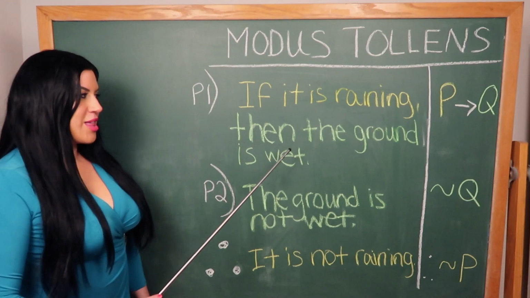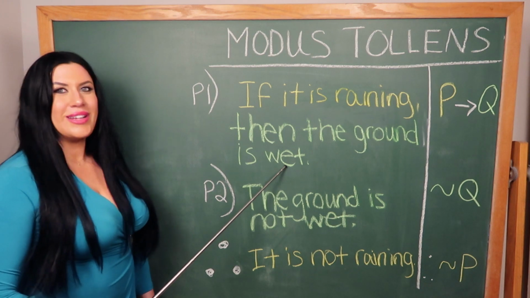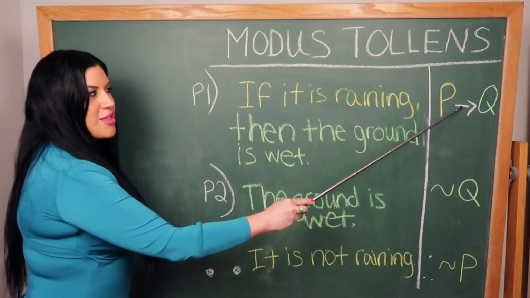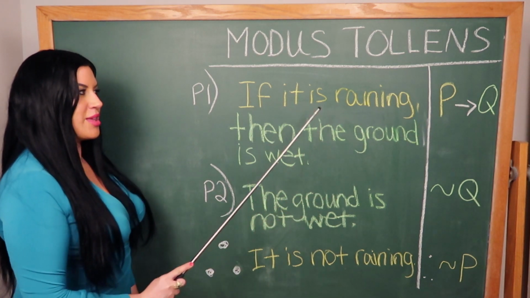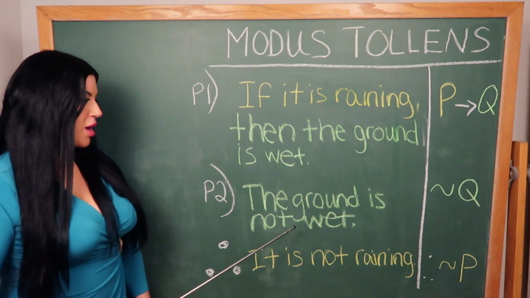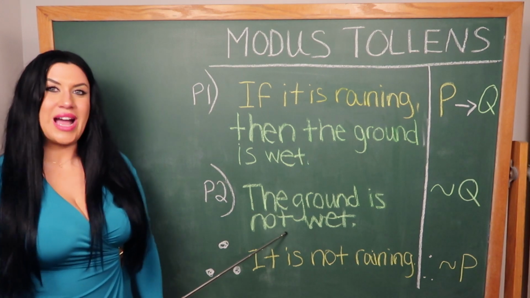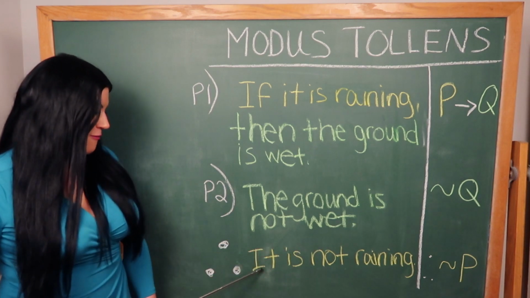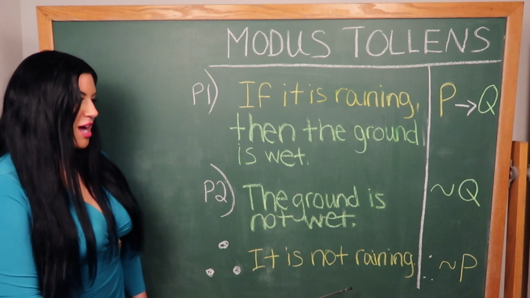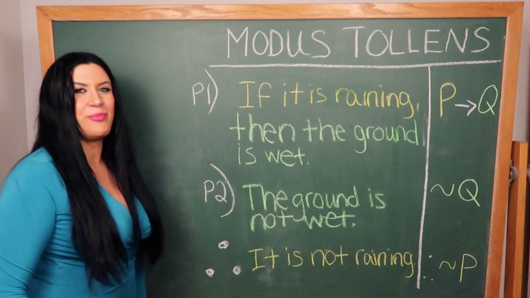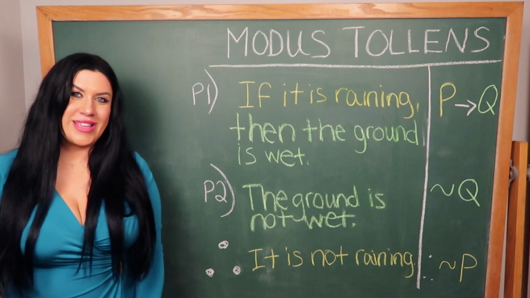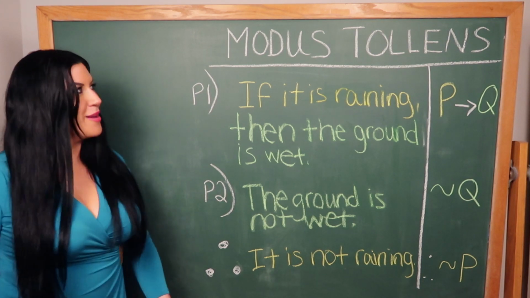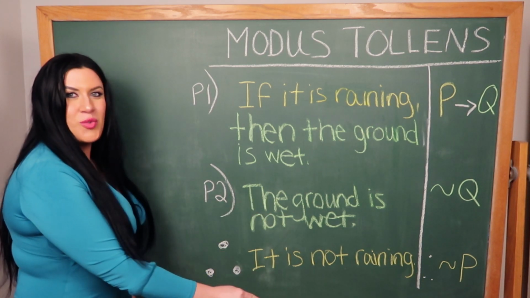If it is raining, then the ground is wet. P, then Q. Premise 2, the ground is not wet, not Q. Therefore, it is not raining, not P. So this is a valid argument because it fits the modus tollens formula.